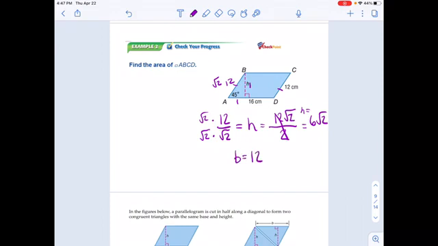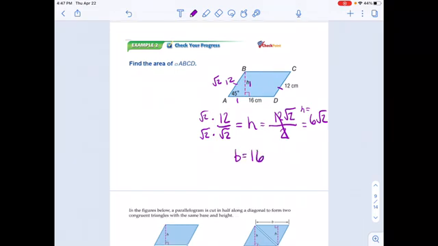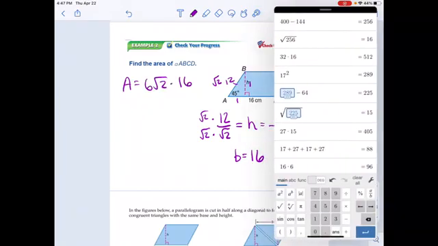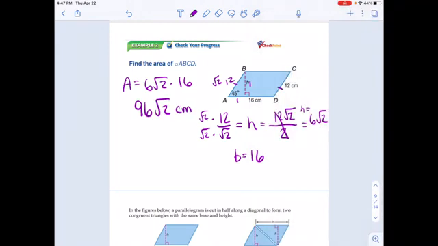And then my base is 16. Oh, sorry, not 12, 16. So I go ahead and take area equals 6 root 2 times 16. 6 times 16 is 96 root 2. And this time we have square centimeters for our area.